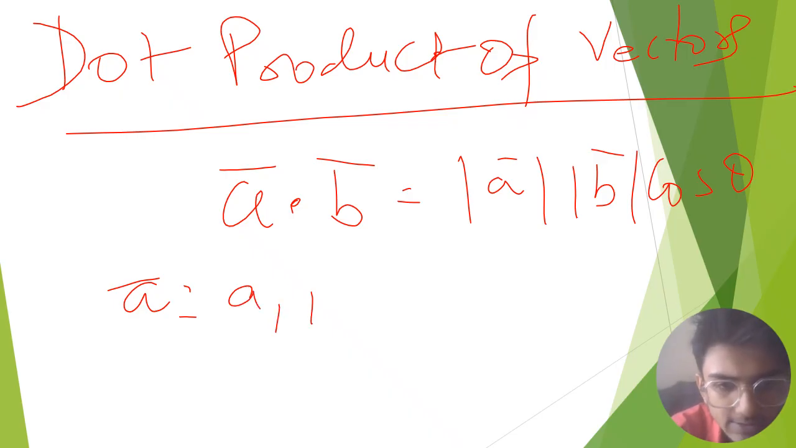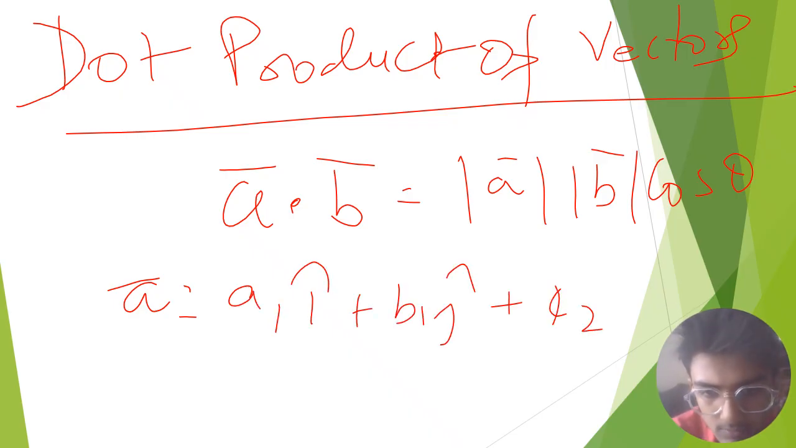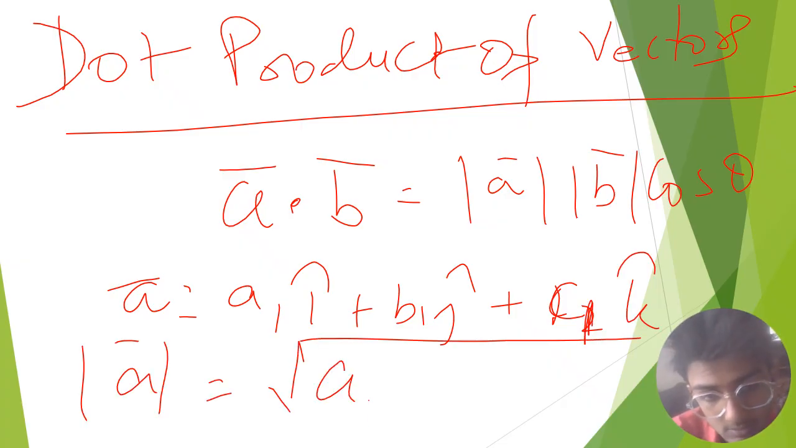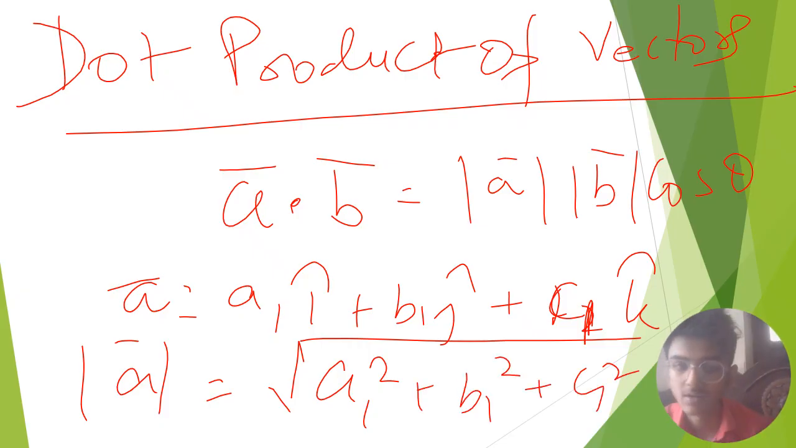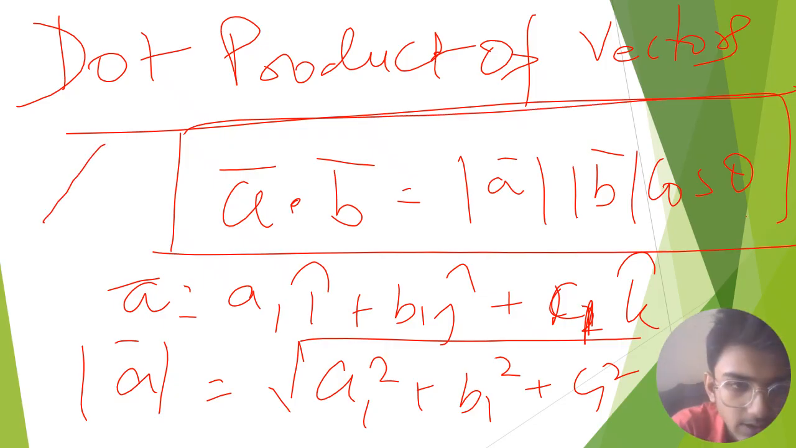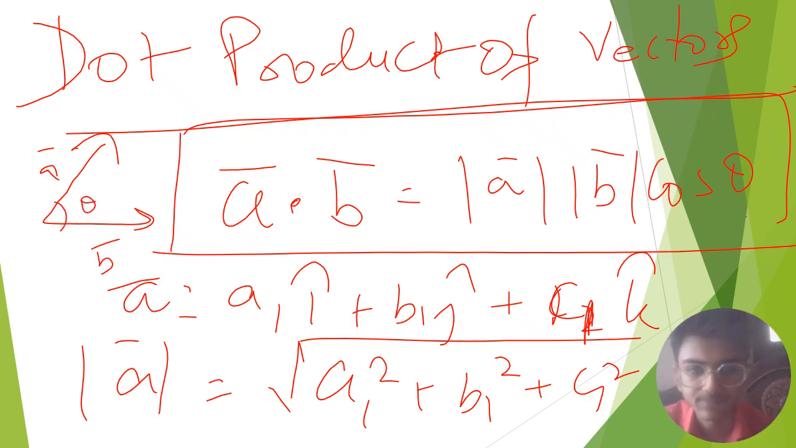If a vector is like this, c1, then magnitude will be like this. Hopefully I'm going in the correct direction. Okay, so a dot b is mod a mod b cos theta, where theta is the angle between a and b vector, like this. This is a vector, this is b vector, this is the angle theta.